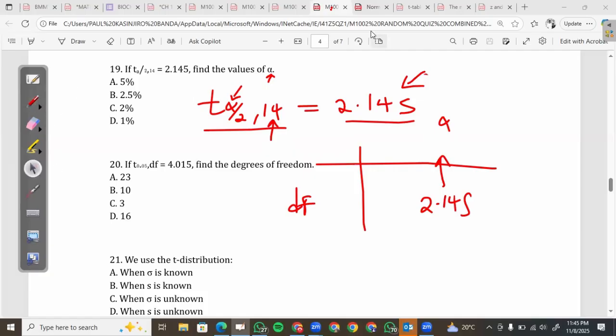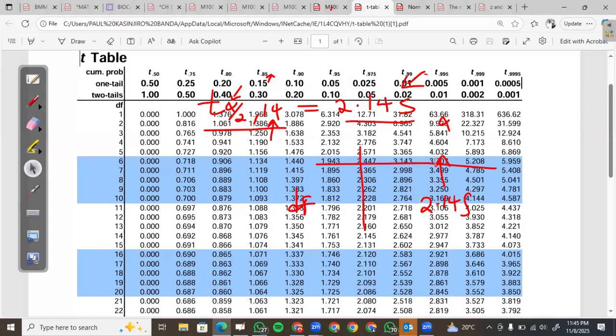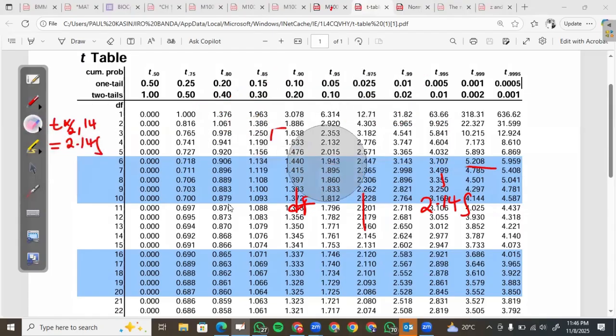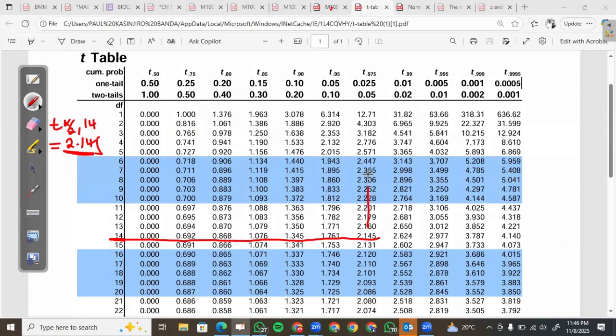So I just have to go on my t table. This is my t table here. Let me write what we are looking for: t alpha over 2, comma 14, which is equal to 2.145. We want to find the alpha. So where do I have my 14 degrees of freedom? I have them there. In this row of 14 degrees of freedom, I'll start going to the left until I find that value that they gave us, the 2.145. And then I'll go on top like this.